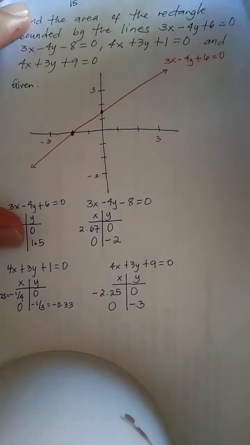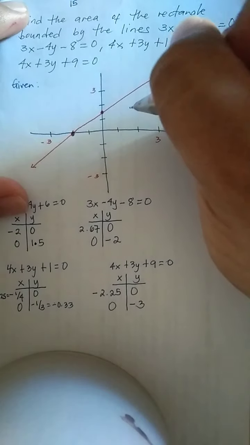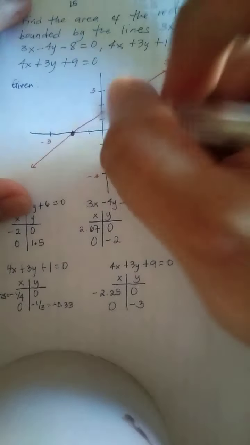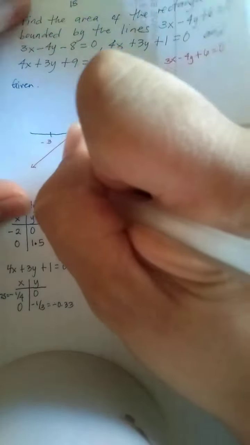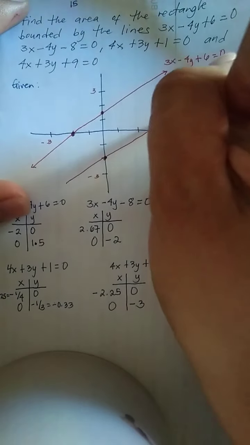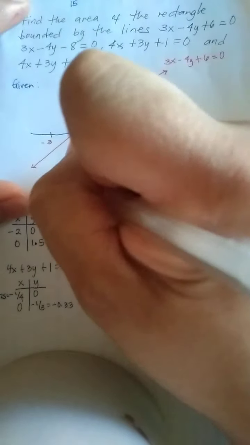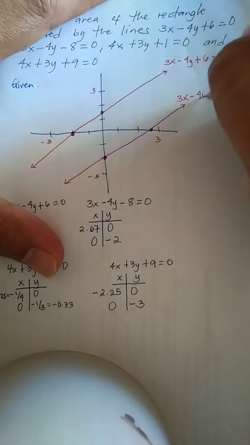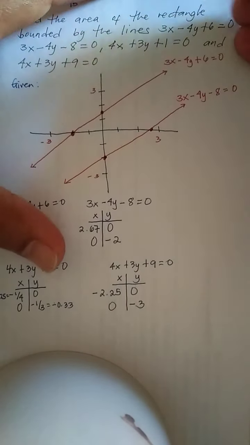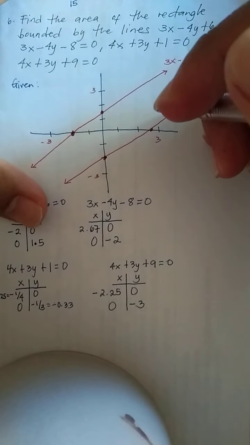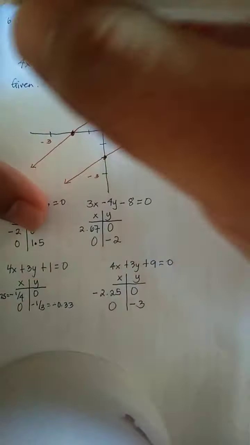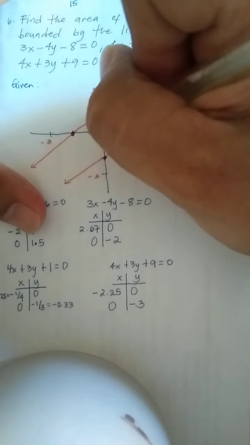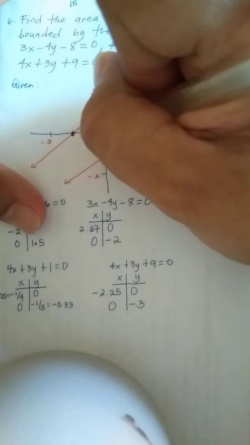Next, 2.67 is around here, and then negative 2. This is our second line, 3x minus 4y minus 8 equals 0. Next is negative 0.25, so that's here, and then 0, negative 0.33.